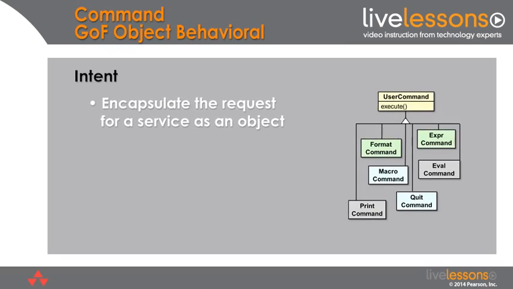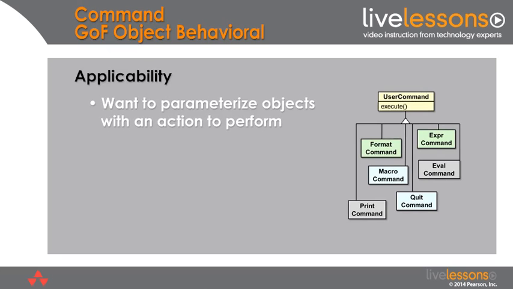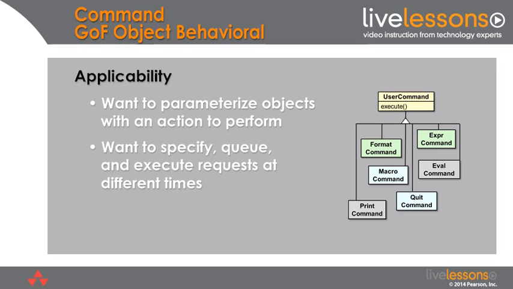This turns out, of course, to be the Gang of Four pattern called command. The intent of this pattern is to encapsulate the request for a service or an action as an object. You should consider applying this pattern when you want to be able to parameterize objects with an action to perform, want to be able to specify, queue, and execute requests at different times, and may also want a way to be able to support multi-level undo and redo.